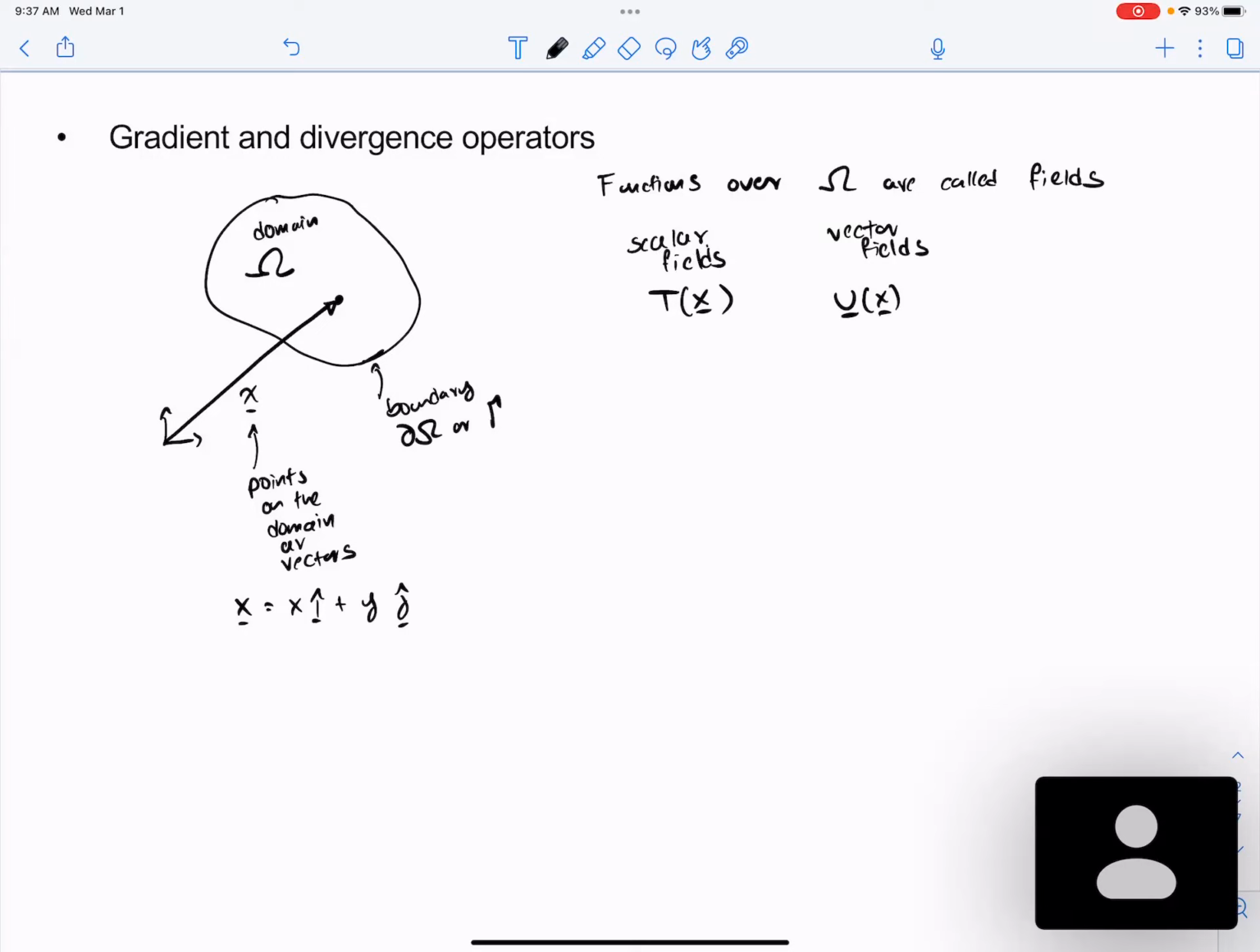Note that if it's a displacement field, which is a vector, it will have components. So this u of x, you will be able to express as ux plus uy.